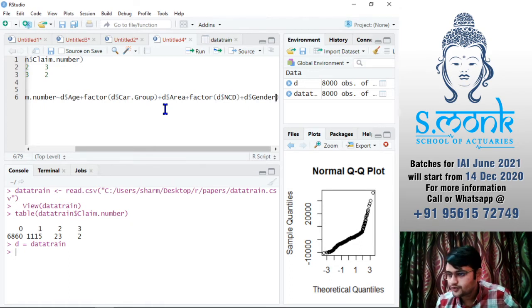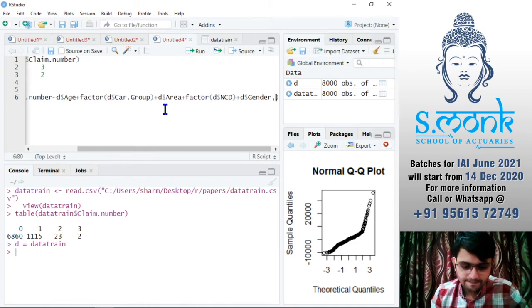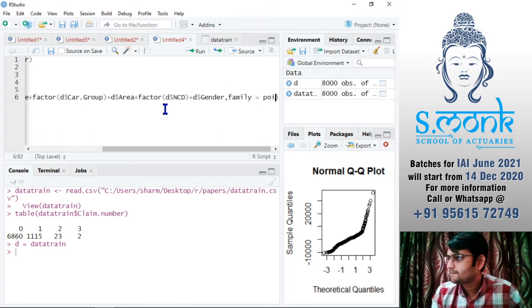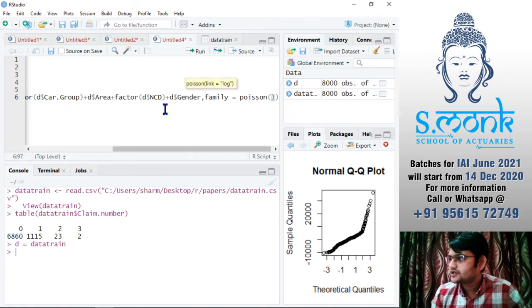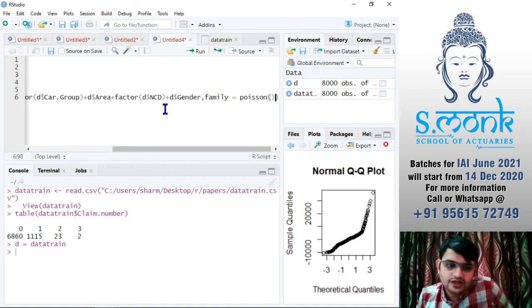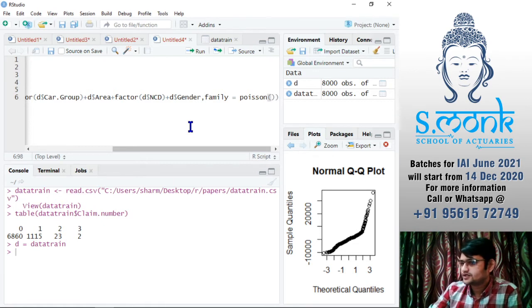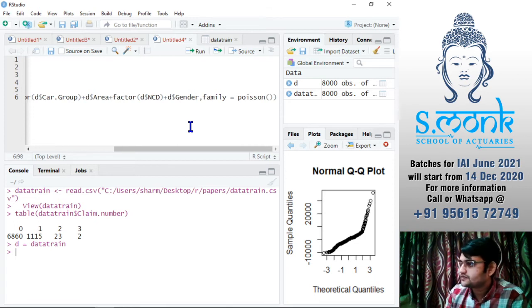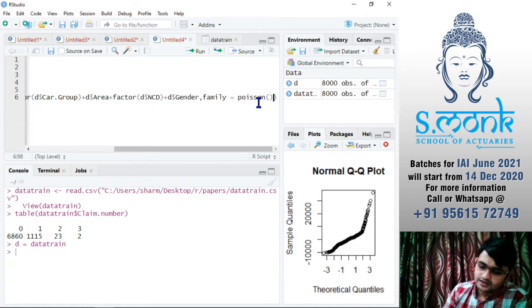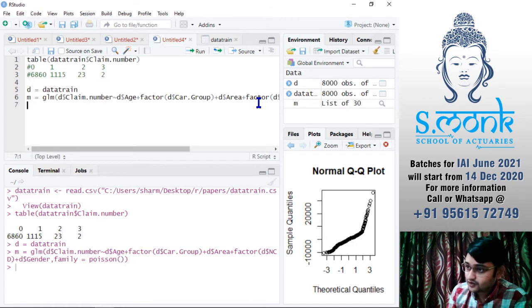Now we know this is following a Poisson distribution, so my family will be equal to Poisson. Just keep the brackets blank because that is nothing but the link function, and we are going to use the canonical link function. I think that's it. We do not have to specify anything else because we have already taken D dollar, so that means we have already said the data is nothing but D. Press control enter, and I now have my model M.